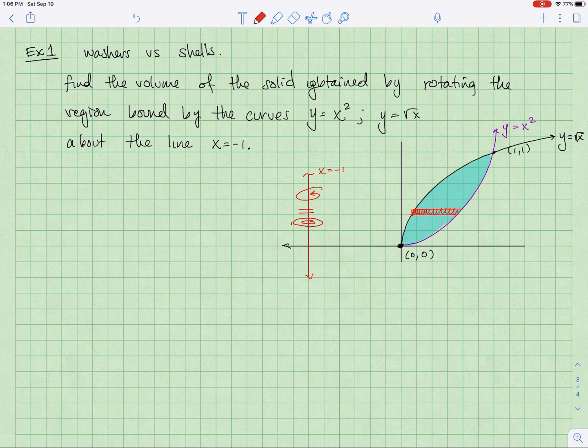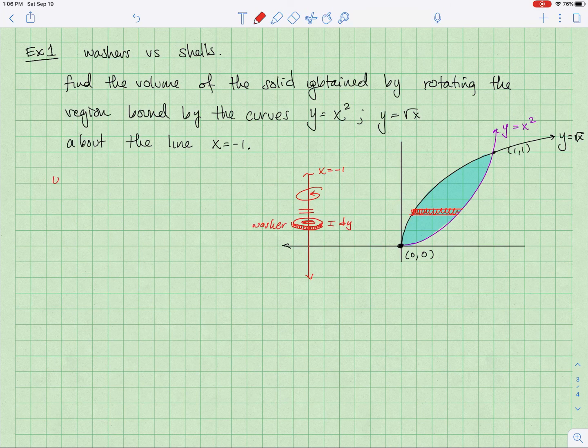Why a washer and not a disk? For the simple fact that this red region here doesn't actually touch the axis of rotation. So we've got this gap in the middle. And as we rotate anywhere in that red region in our shaded area, we're going to be swinging around the axis of rotation. So some of the key features are the fact that these are measured dy in thickness, and we have a washer.